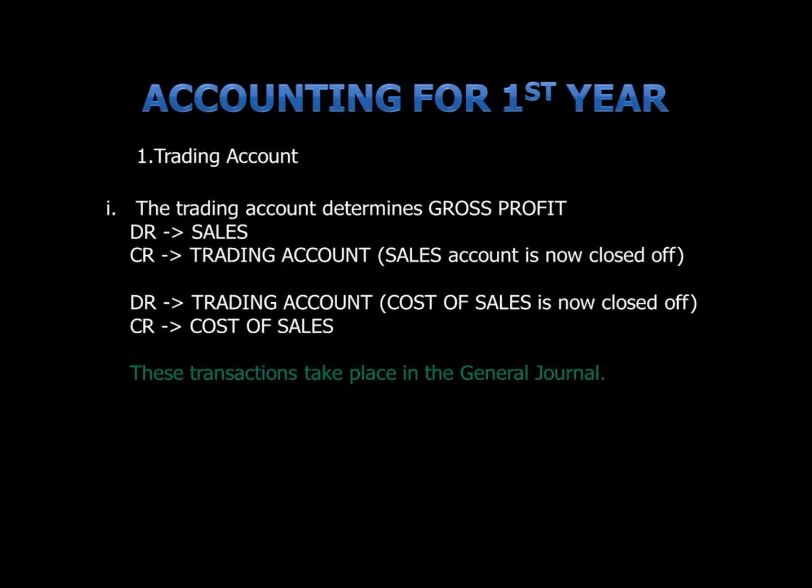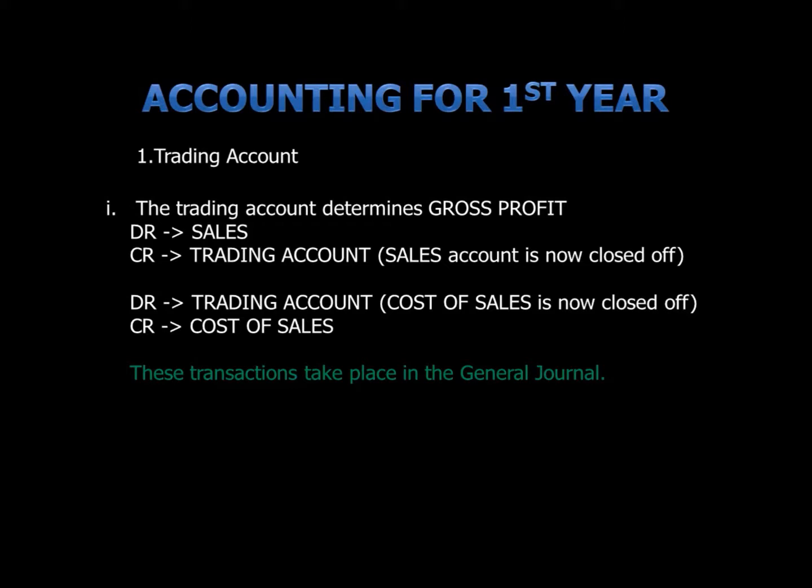So firstly, sales is an income, which increases on the credit side. So in order to close off this account, we need to enter the transaction on the opposite side, being the debit side. This value is then transferred to the credit side of the trading account, and the sales account is now closed off.